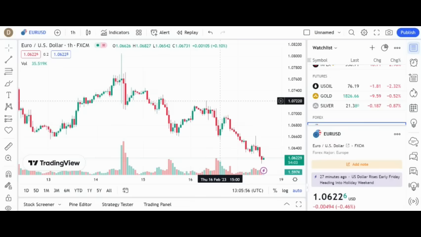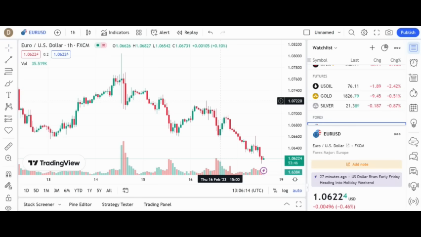The EURUSD is one of the most actively traded currency pairs in the forex market, and analyzing its candle chart can provide valuable insights into its price movements. On a candle chart, each candle represents a specific time period, such as 1 hour, 1 day, or 1 week.